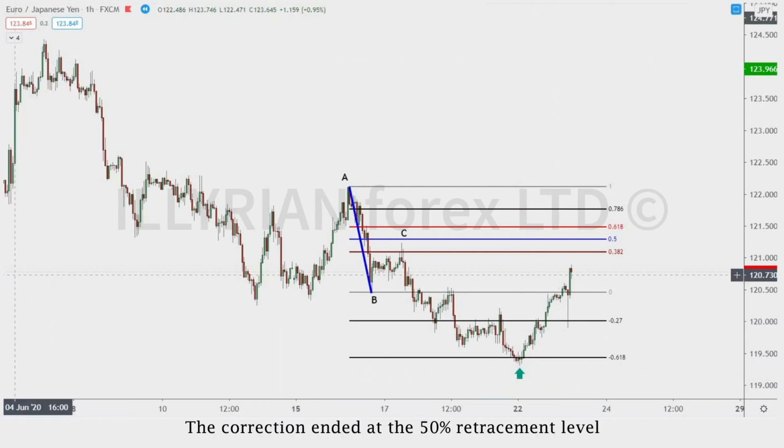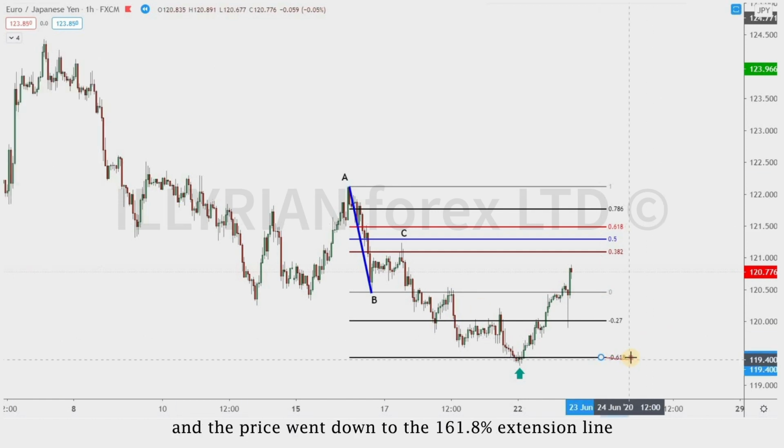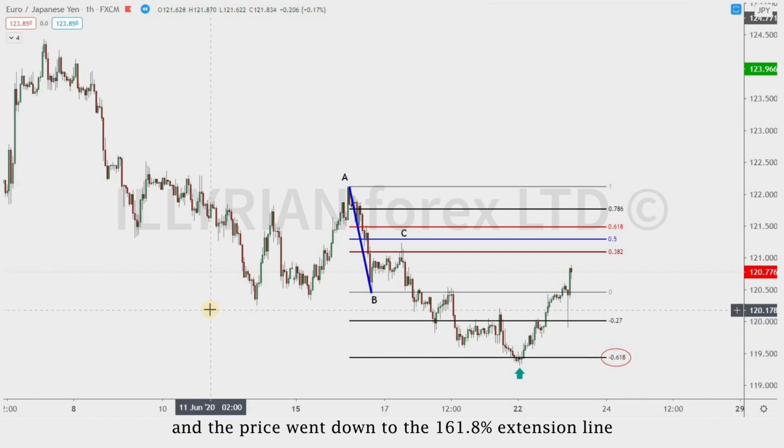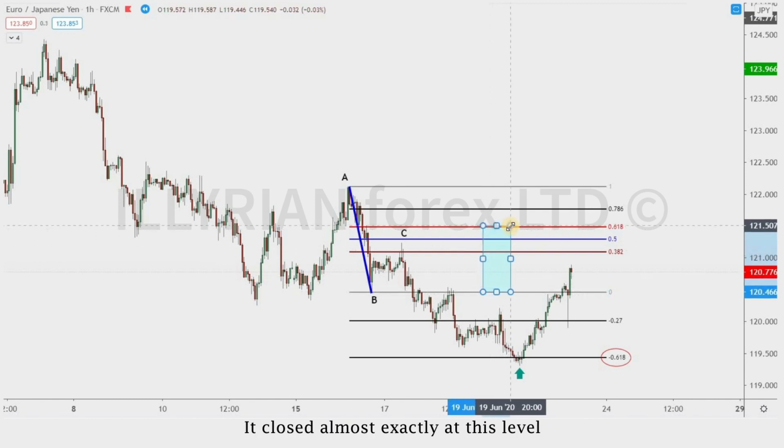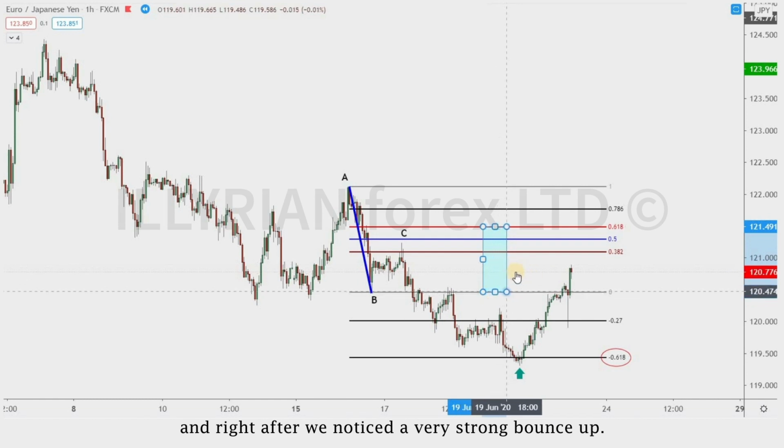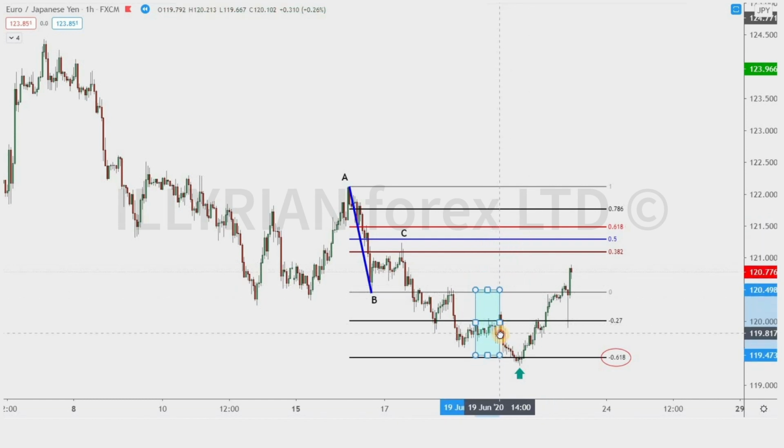The correction ended at the 50% retracement level, and the price went down to the 161.8% extension line or minus 0.618 Fibonacci retracement. Are the same thing. It closed almost exactly at this level and, right after, we noticed a very strong bounce up.